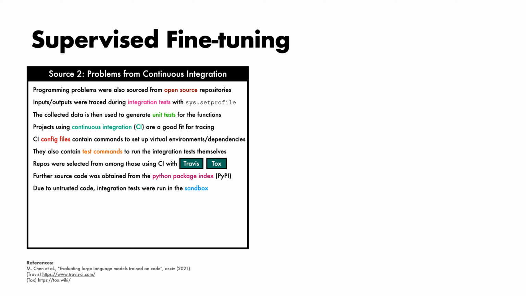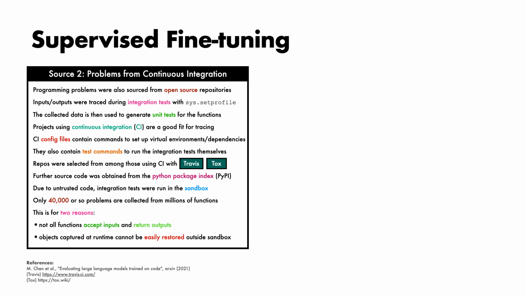In terms of scale, although there are millions of functions that could potentially be used, only 40,000 or so problems are collected from this process. There are a couple of reasons for this. First, not all functions accept inputs and return outputs. Second, even when they do, many of the objects captured at runtime cannot be easily pickled and restored outside the sandbox without installing the project.